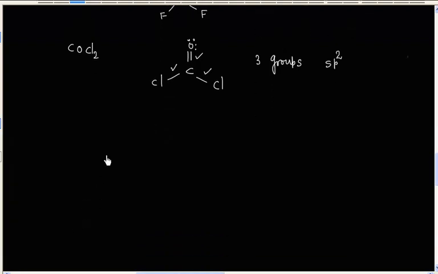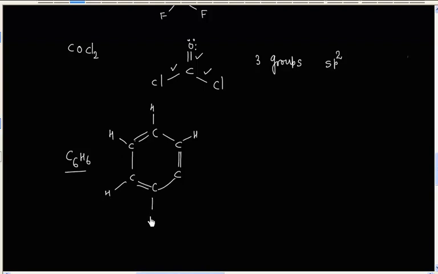Let us take benzene. So this molecule is benzene, C6H6. What is the hybridization of each carbon? Any carbon has 3 groups attached: 1, 2, 3. You can take this carbon, this also has 3 groups: 1, 2, 3. So 3 groups means hybridization is sp2.